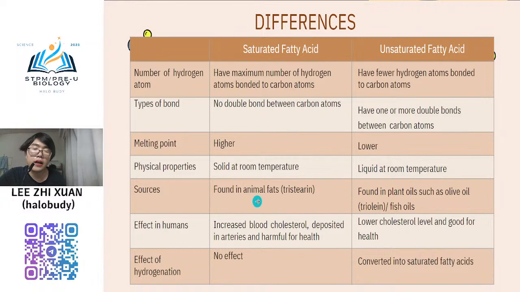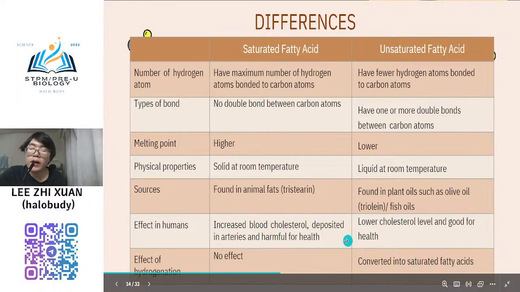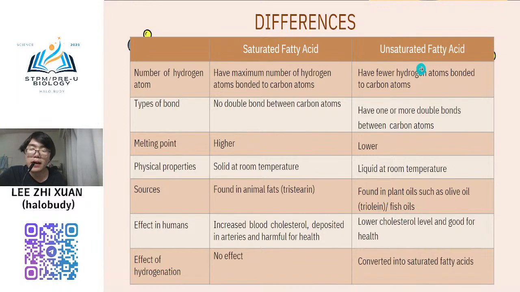As for sources, saturated fat is normally animal fat. Any kind of animal fat, including human, is normally saturated. But plant oil or fish oil are unsaturated, for example olive oil.